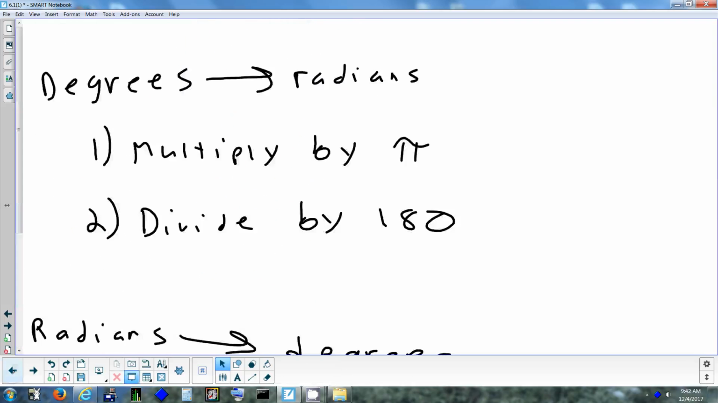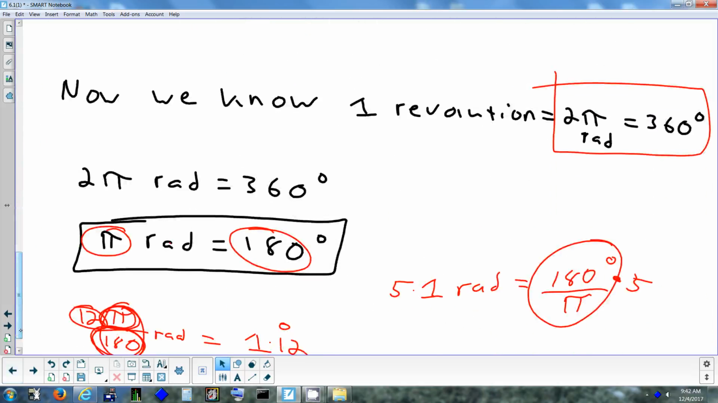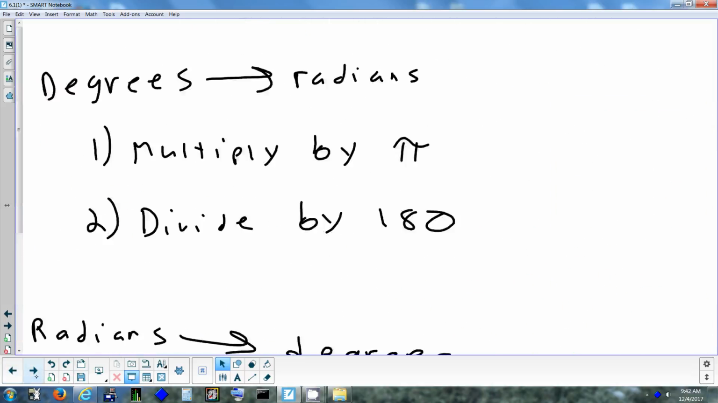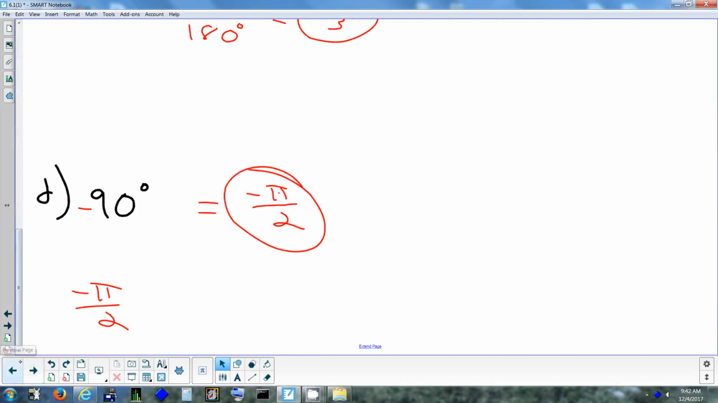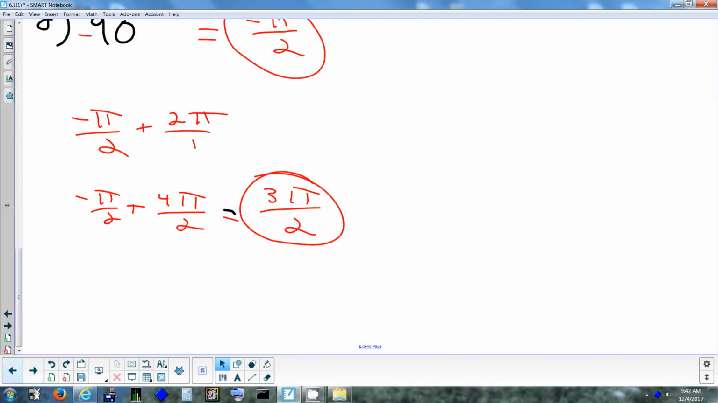Well, 360 is the same as 2 pi. So you would add or subtract 2 pi. You would keep the problem in radians and just do it that way. I think it's going to be more work to change that to degrees, add 360, and then change it back. So if you had to add 2 pi, the way you have to do it is you need a common denominator. So negative pi over 2 plus 4 pi over 2. So an angle in radians that's coterminal to negative pi over 2 is 3 pi over 2. That's negative 90. That's 270.